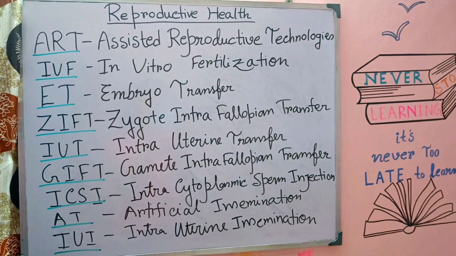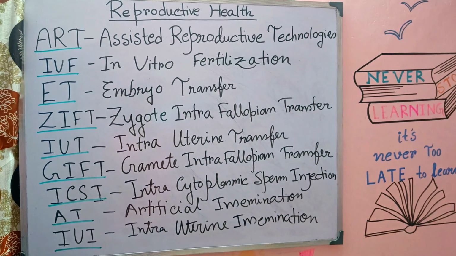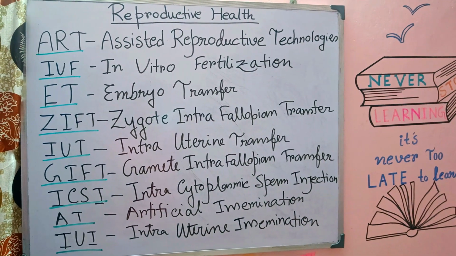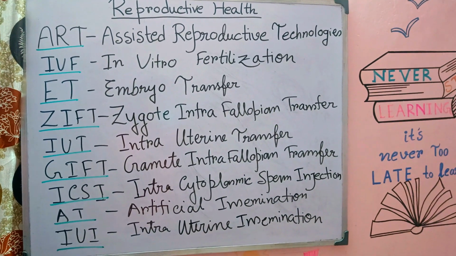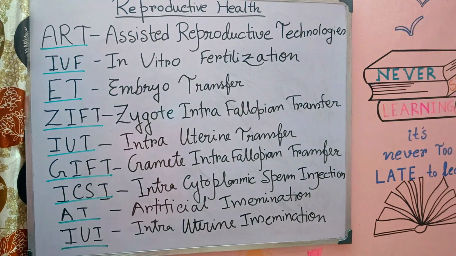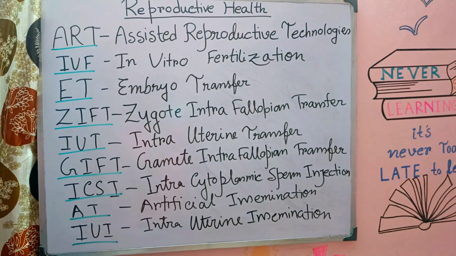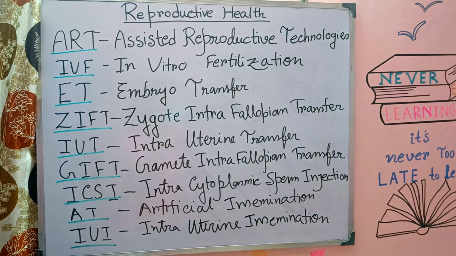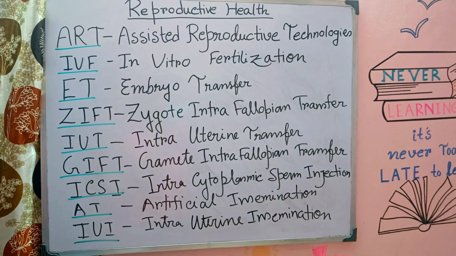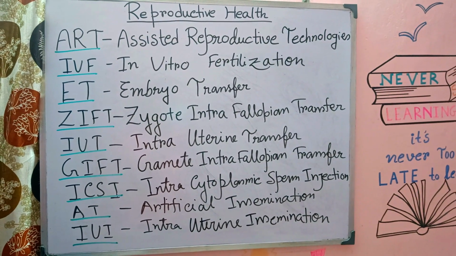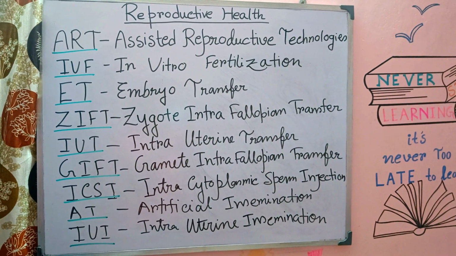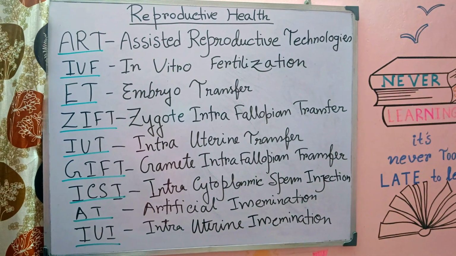Next, IVF, In Vitro Fertilization. Next, ET, Embryo Transfer. Next, ZIFT, Zygote Intrafallopian Transfer. IUT, intrauterine transfer, GIFT, gamete intrafallopian transfer, ICSI, intracytoplasmic sperm injection, AT, artificial insemination, IUI, intrauterine insemination.